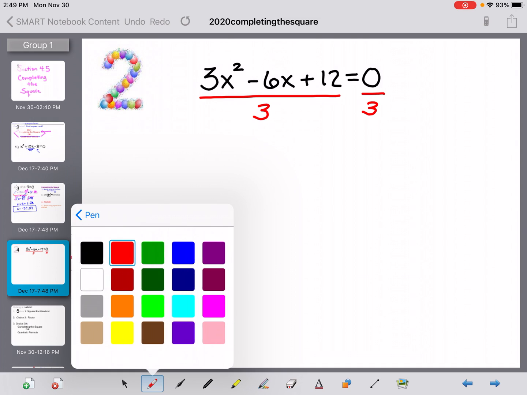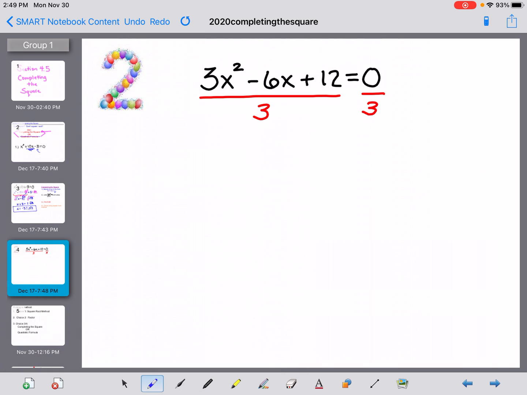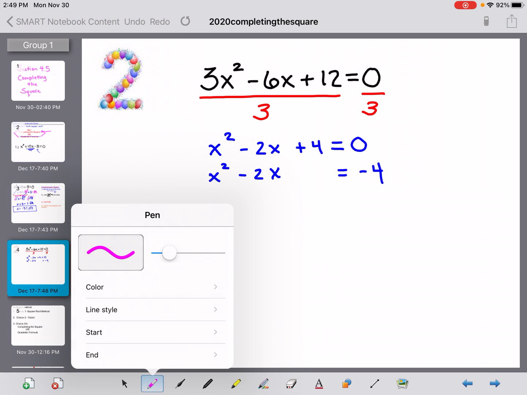So even if it was, in this case, like a 4x squared, and so 4 doesn't go evenly into 6 and 12, you still have to do it, which is one of the reasons why this problem could get very messy. So this would become x squared minus 2x plus 4 equals 0. So luckily for us, the 3 divided evenly into everything. I'm going to move my 4 over to the other side and leave a space to complete the square.